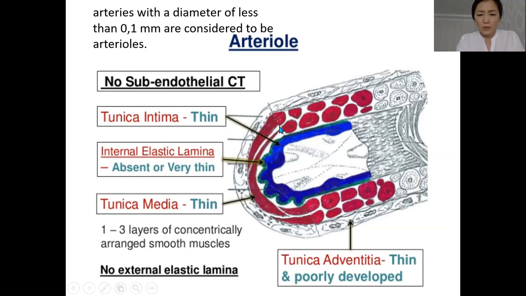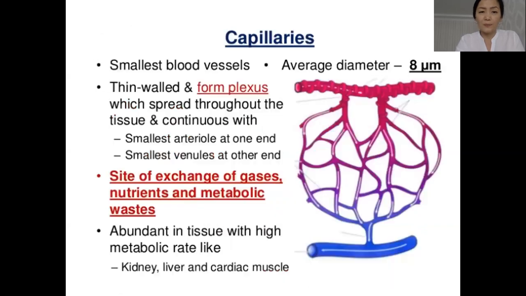Tunica media is also thin, representing 1 to 3 layers of smooth muscle cells. Remember, from 1 to 3 layers of smooth muscle cells are present in tunica media. External elastic lamina is, of course, absent here, and a thin tunica adventitia is present, but the tunica adventitia is poorly developed in the wall of arterioles.